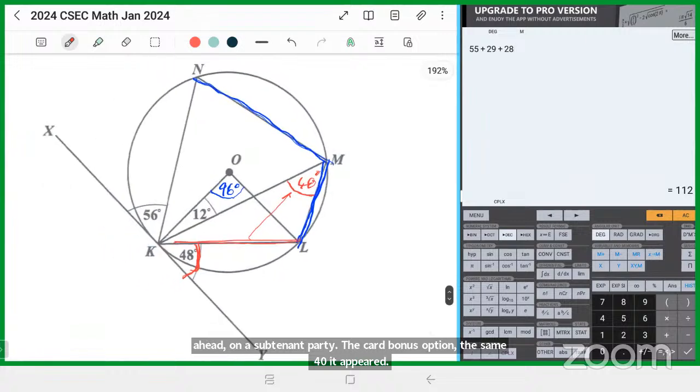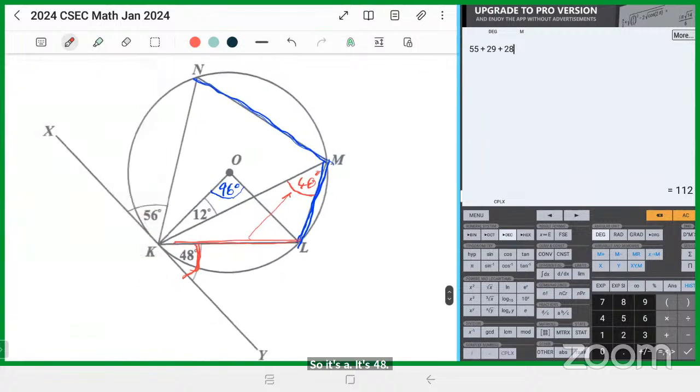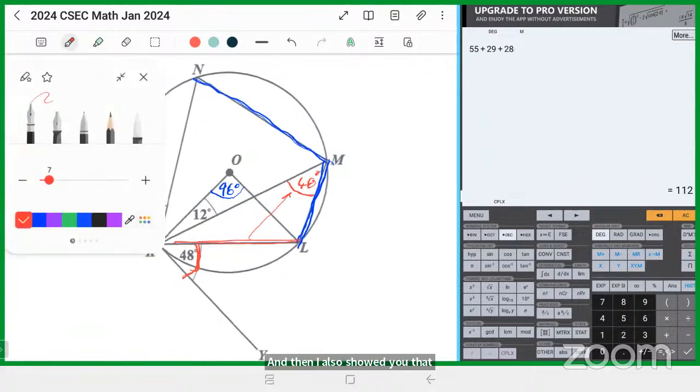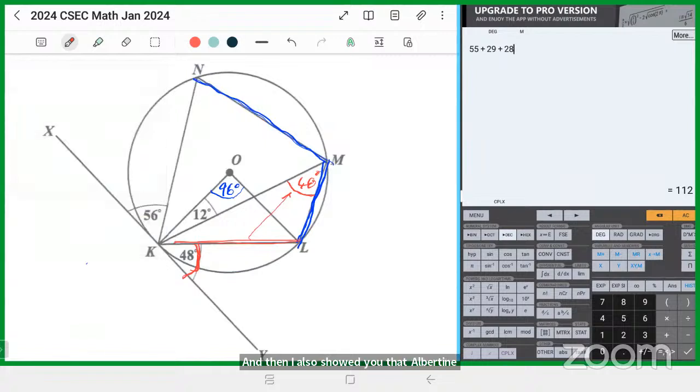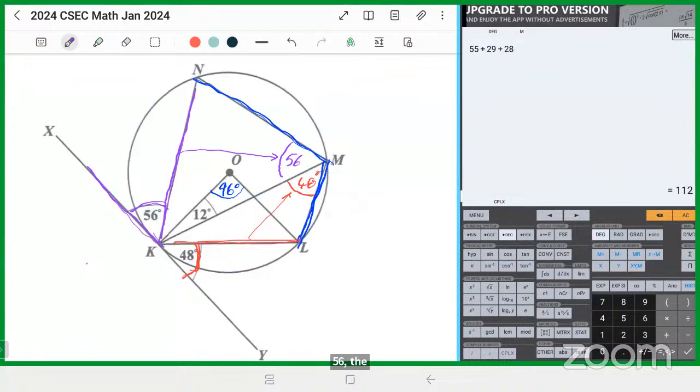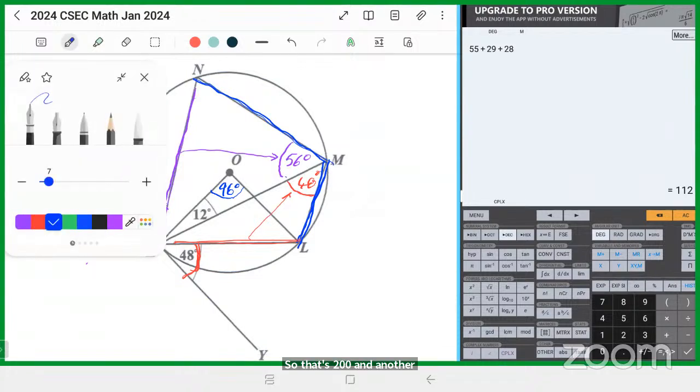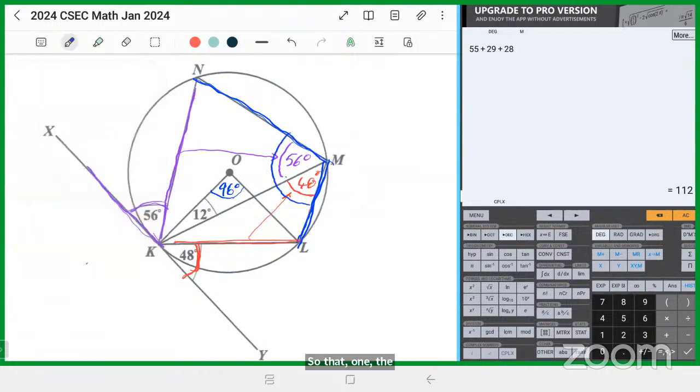And then now I also showed you that the angle subtended by this chord right here, between the tangent and the chord, is 56. And that this chord is going to subtend 56 at the circumference here. So that total angle that I want, that blue angle, is the sum of those two. See it? 56 plus 48.